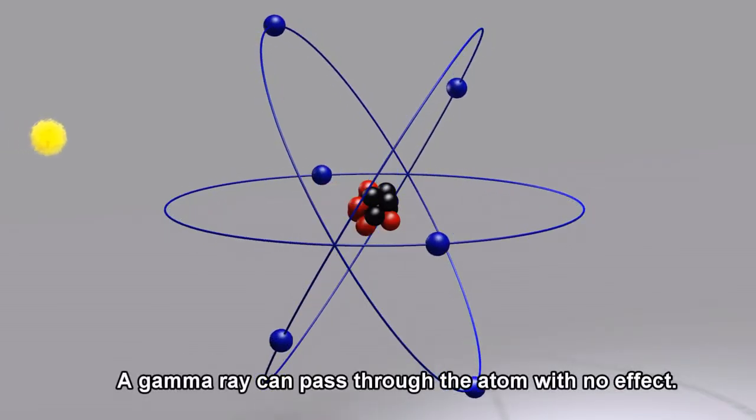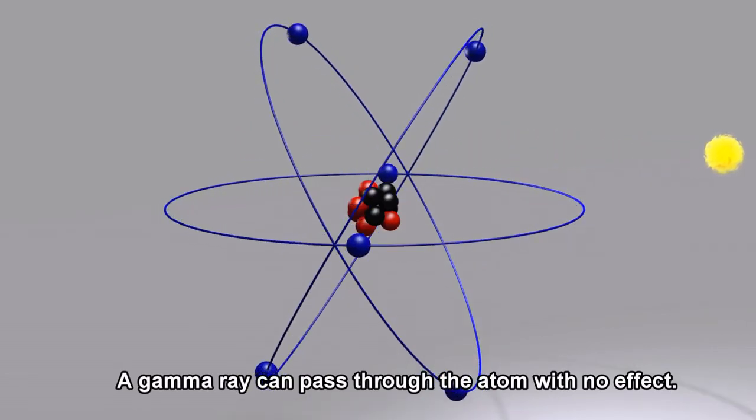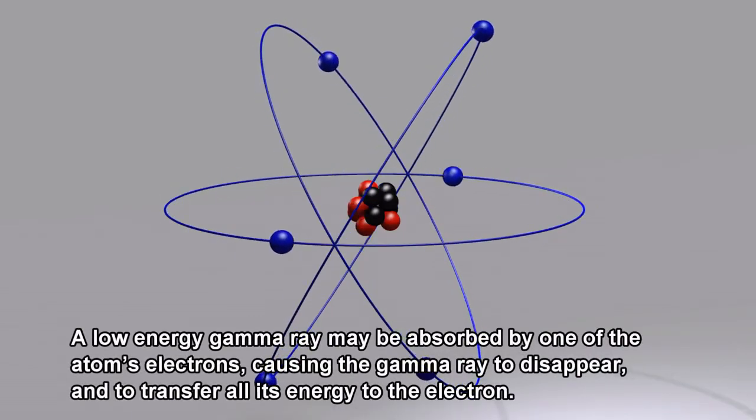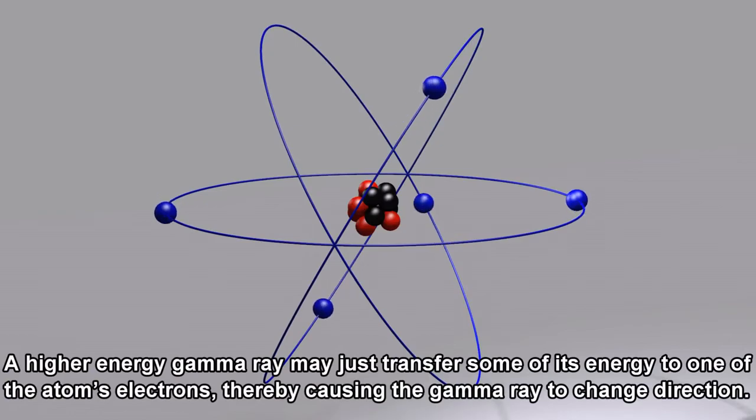A gamma ray can pass through the atom with no effect. A low-energy gamma ray may be absorbed by one of the atom's electrons, causing the gamma ray to disappear and to transfer all its energy to the electron. A higher energy gamma ray may just transfer some of its energy to one of the atom's electrons, thereby causing the gamma ray to change direction.